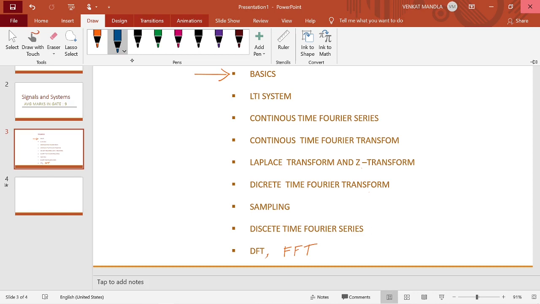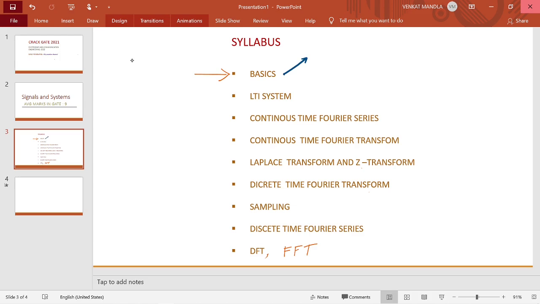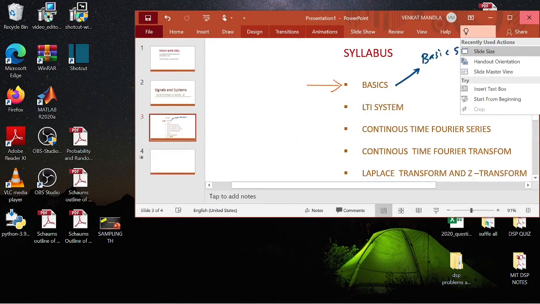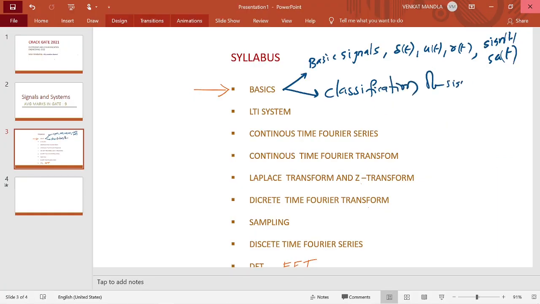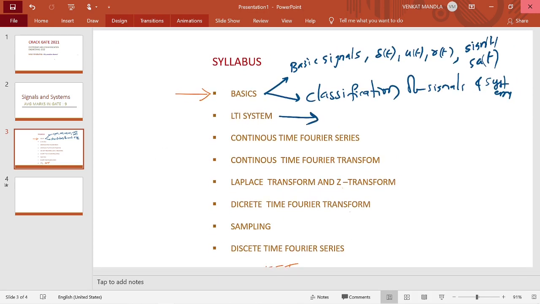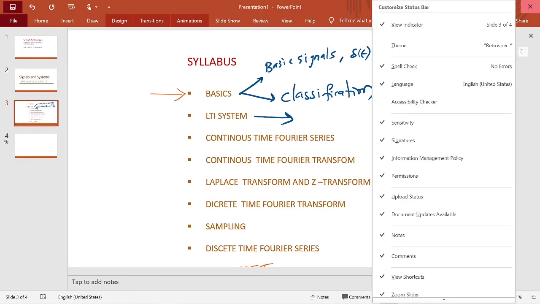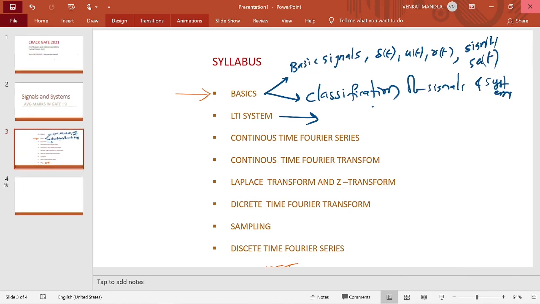Okay, so the basics. In basics, I will discuss basic signals, which are the impulse signal del of t, u of t, r of t, classification of signals, and classification of systems. In basics, we will discuss all these things, and the next, the linear time invariant system. In this part, we will discuss the convolution part, linear time invariant system.